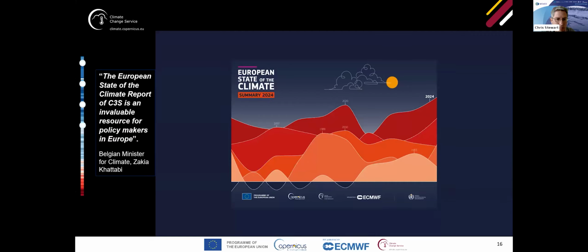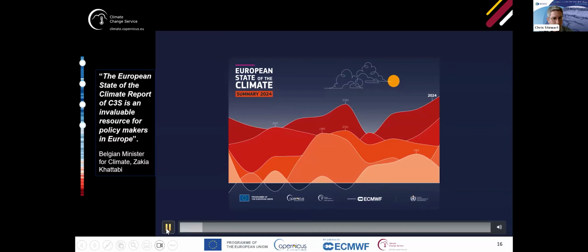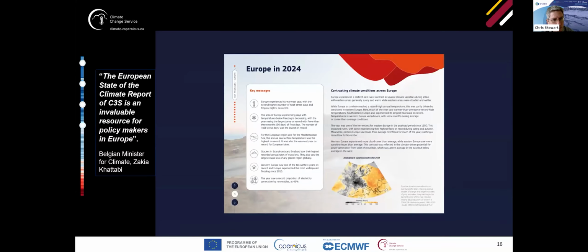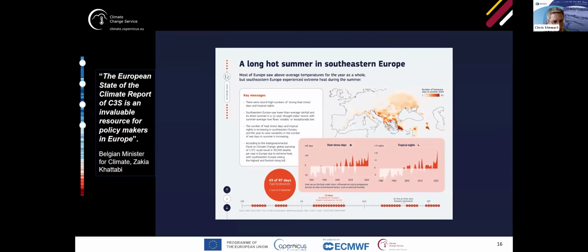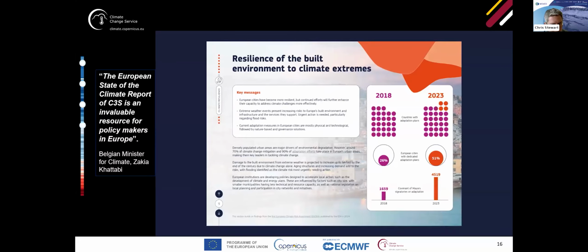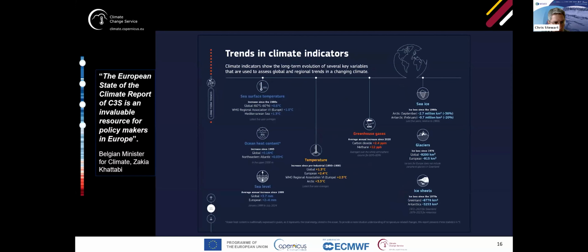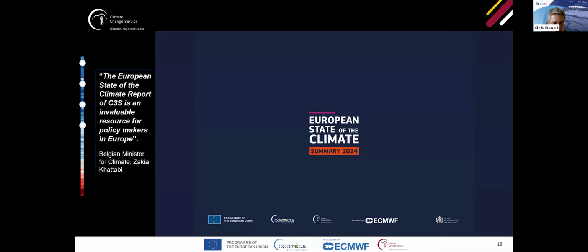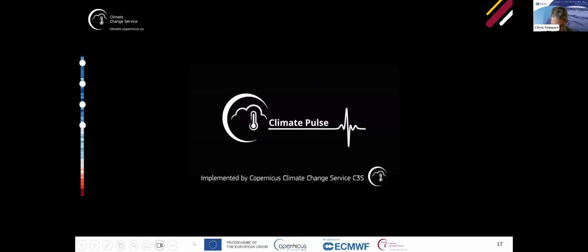So the monthly bulletin, and this is a little video of the European State of the Climate. So this year it was done together with WMO, and it's providing a summary of the key events over the last year in Europe and the Arctic. And yeah, all of this is available as a bulletin, also in figures. So I'd suggest having a look at this in more detail.